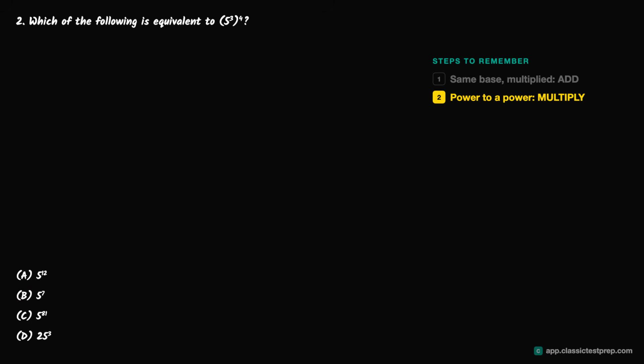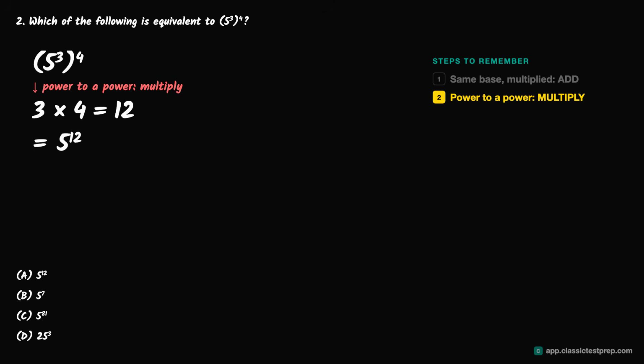Question number 2. Which of the following is equivalent to 5 cubed raised to the 4th power? Okay, so here's another rule to remember. A power that is itself raised to another power, and that's typically marked by parentheses, you then multiply the exponents. So 3 times 4 is, okay, multiplication tables, it's 12. So this is actually 5 to the 12th power. That's answer A. And again, the trap is just the opposite of what we had in the last problem, which is adding rather than multiplying. It's adding the exponents, giving you 5 to the 7th power.